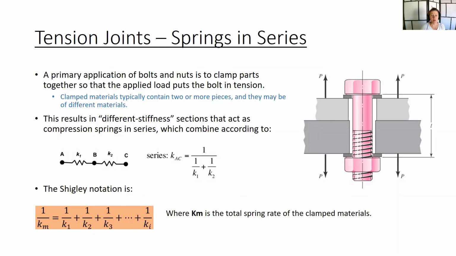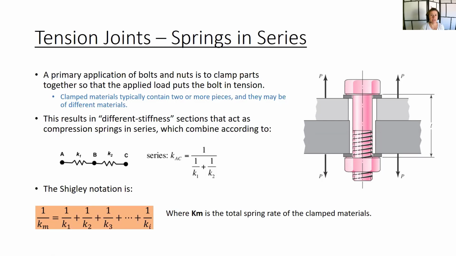So first we're going to talk about how tension joints are really like springs in series. A primary application of bolts and nuts is to clamp parts together so that the applied load puts the bolt in tension. In other words, it stretches the bolt out, which in turn applies a clamping force to keep the materials in the bolted region together.